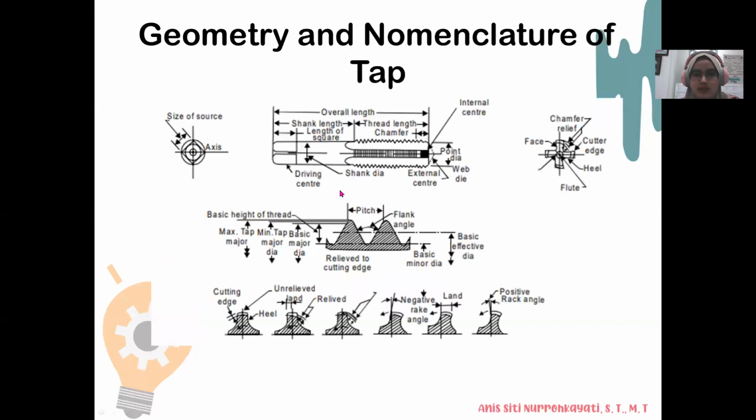This is the geometry and nomenclature of a tap. In the next explanation, or next video, I will give some video or simulation about drilling.